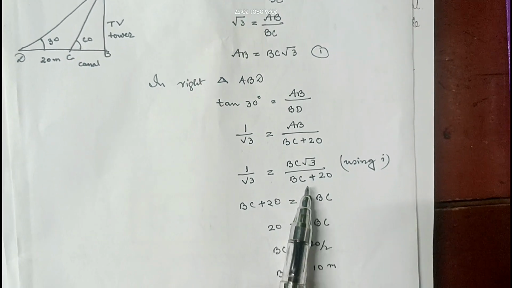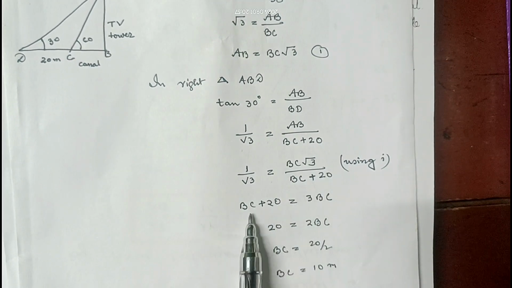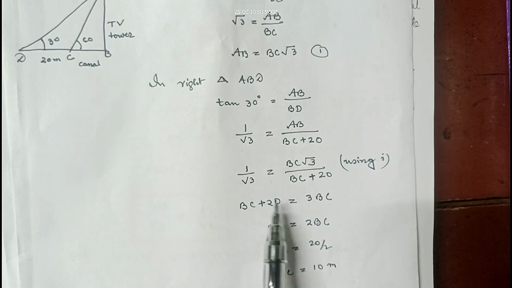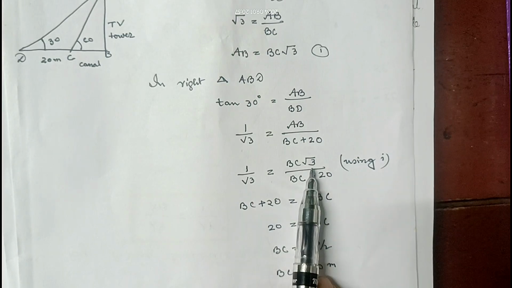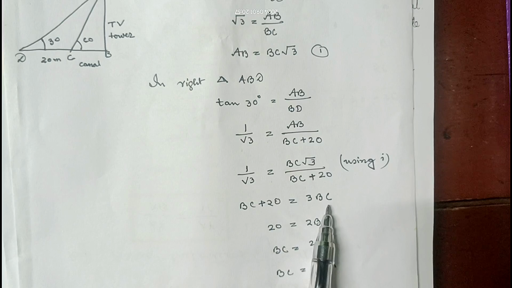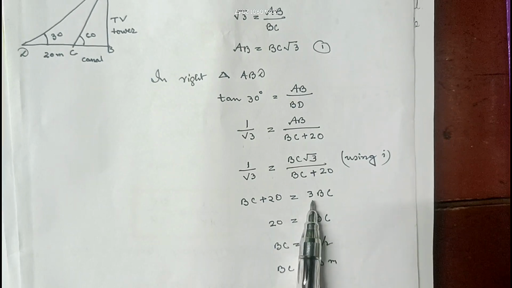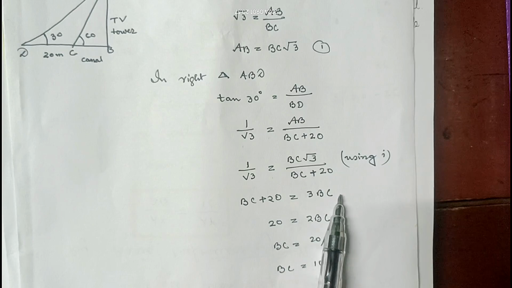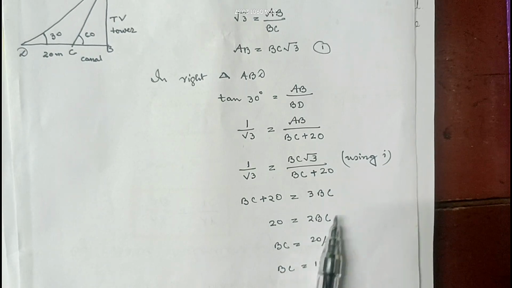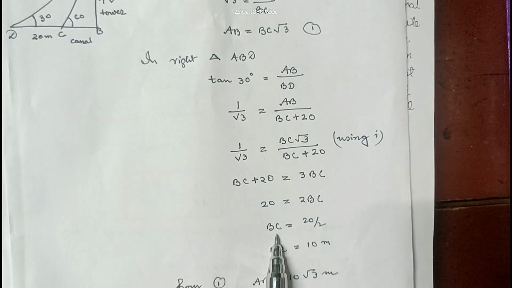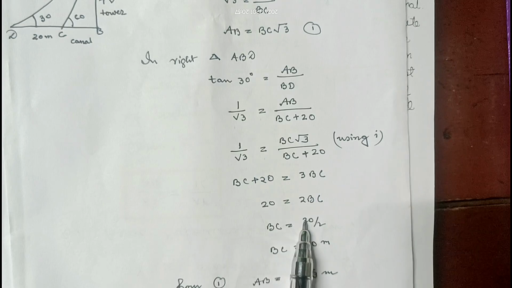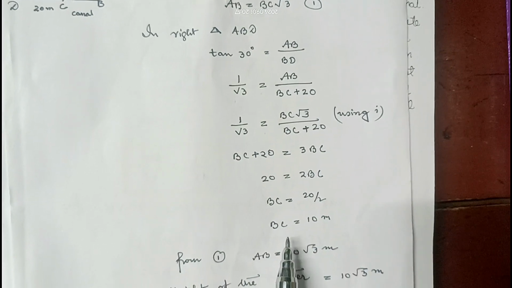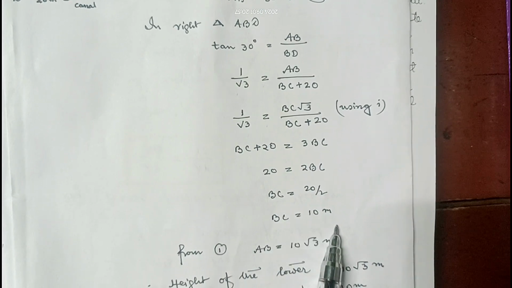Now if I cross multiply, 1 into BC plus 20 will be BC plus 20, equals root 3 into root 3 is 3, 3 into BC, 3BC. So 20 equals 3BC minus BC. If I transfer this BC to the other side, it will be minus BC. So 3BC minus BC is 2BC. So BC equals 20 divided by 2, which is 10. So the width of the canal we got is 10 meter.